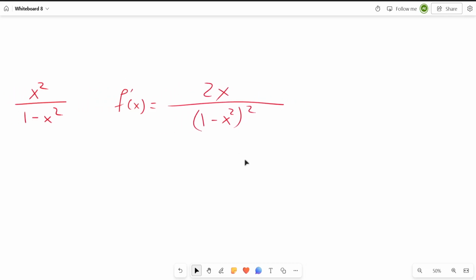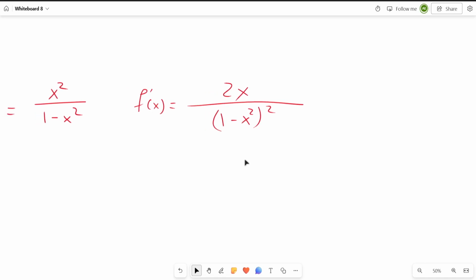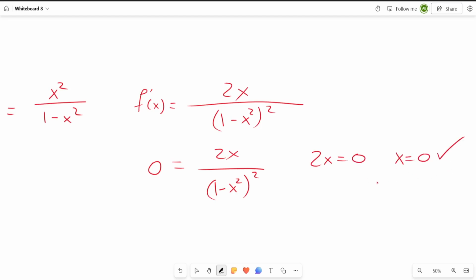So let's see where are my stationary points, or where are my turning points. To do that, I will need to equate my first derivative, or f dash of x, with 0. So 0 equals 2x over (1 minus x squared) to the power of 2. So this means that 2x equals 0, which means that x equals 0. That's a critical point over here.